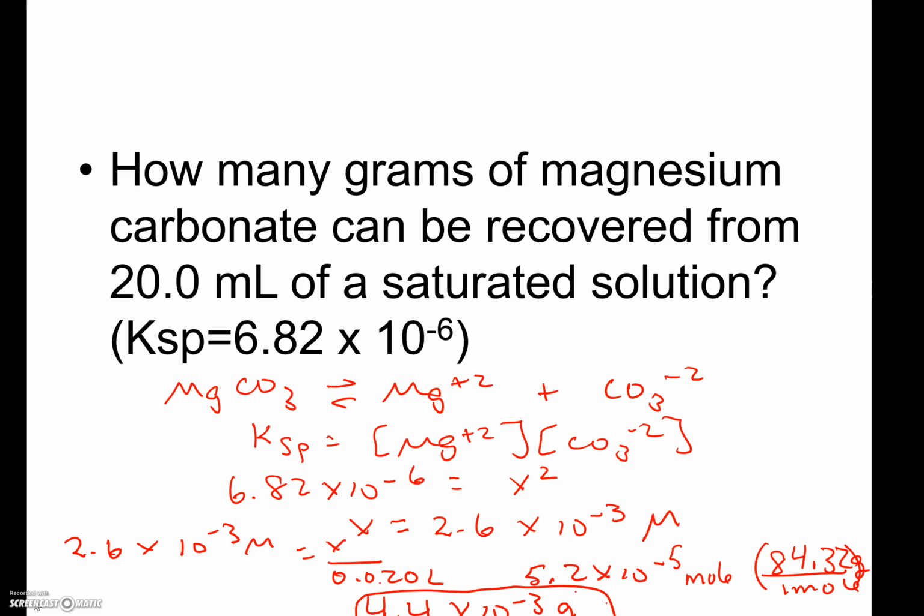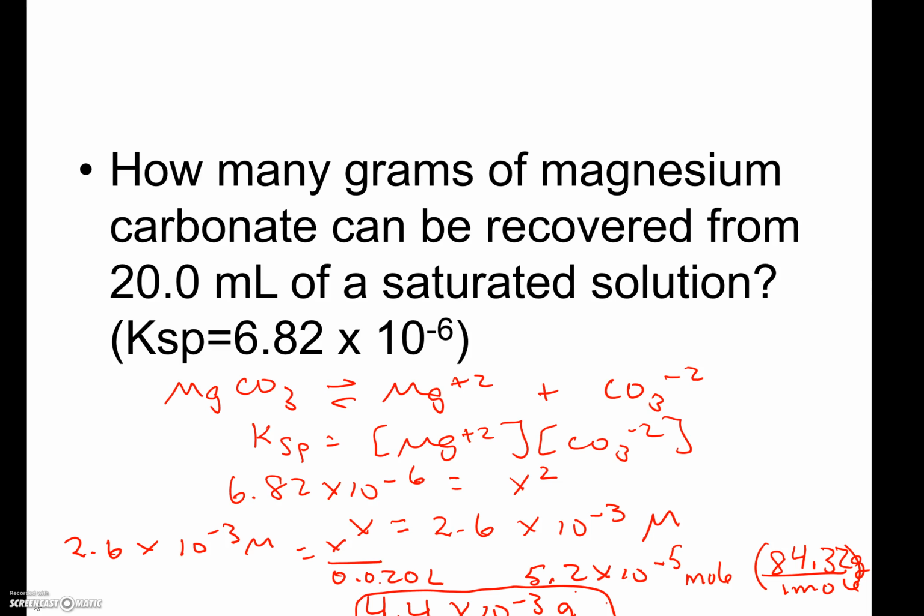X times x equals x squared. We'll take the square root of both sides, and we get x equals 2.6 times 10 to the minus 3. That's the concentration of magnesium ions in the saturated solution. It's also the concentration of the carbonate ions in that saturated solution. And it's the amount of magnesium carbonate that dissolved in the solution.